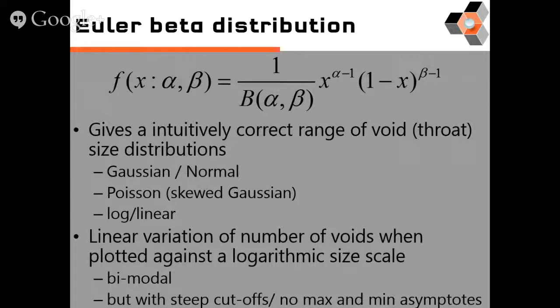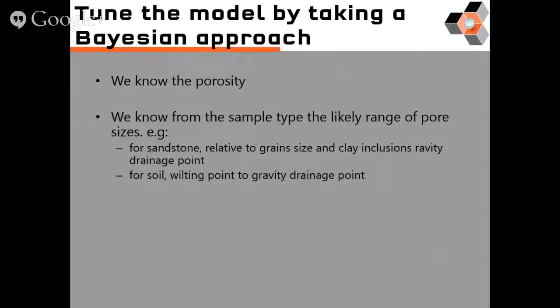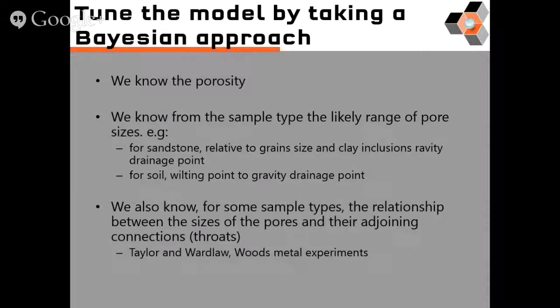Okay, so we put that in as well, and all this extra information we put in using what's called a Bayesian approach, shown on the next slide. We are taking a Bayesian approach to this problem, which is that we put in extra parameters. We know the porosity, for example. On the next bullet point, we know from the sample size the likely range of pore sizes for sandstone soil, and we also know for some sample types the relationship between the sizes of the pores and their adjoining throats. And so we use the simplex with all of these parameters and all of this extra information.